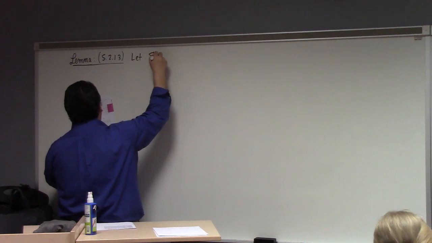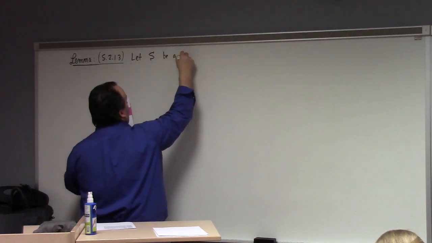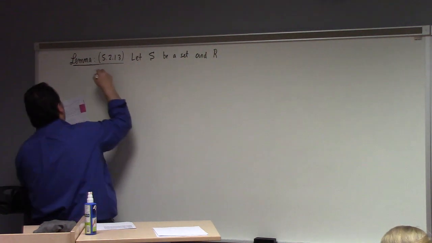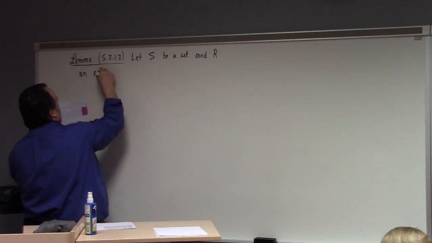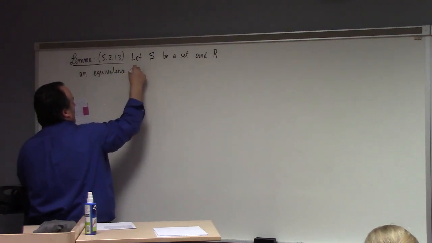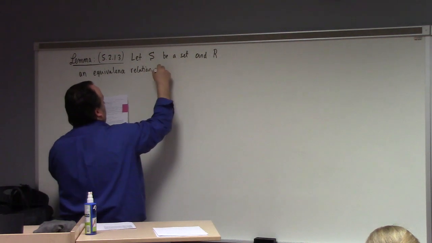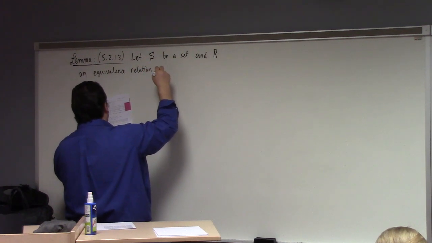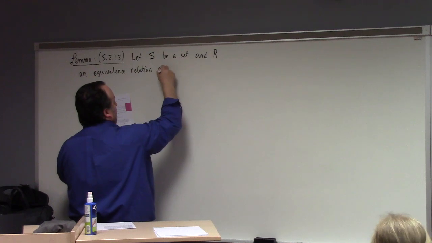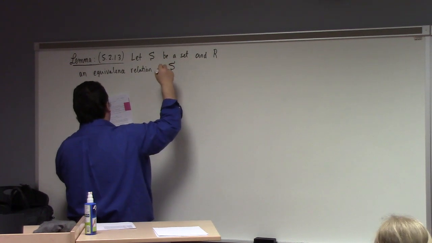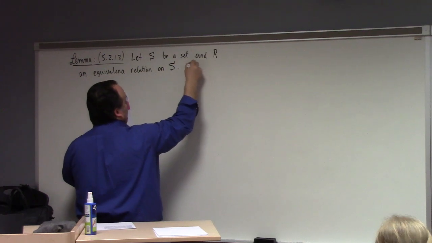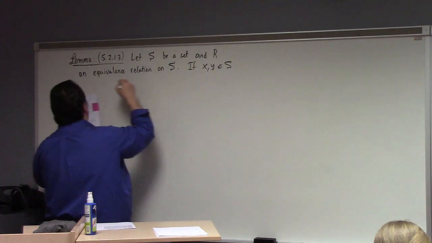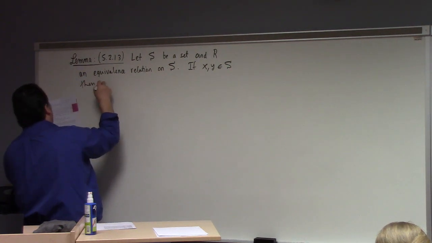Let S be a set, and R an equivalence relation. What's that mean? Reflexive, symmetric, and transitive. Very good. Equivalence relation on S. All right. If X and Y are elements of S, then we have a few things we can say.